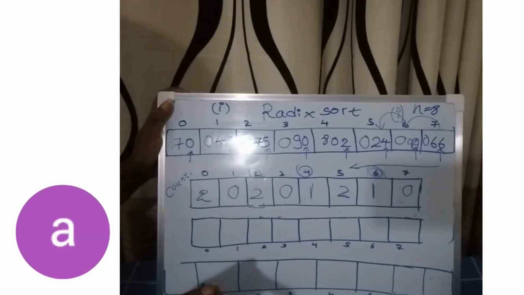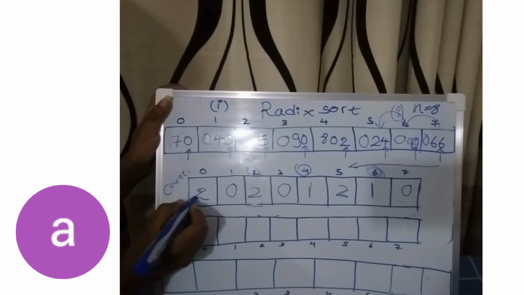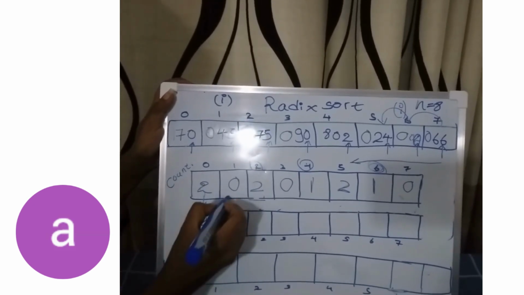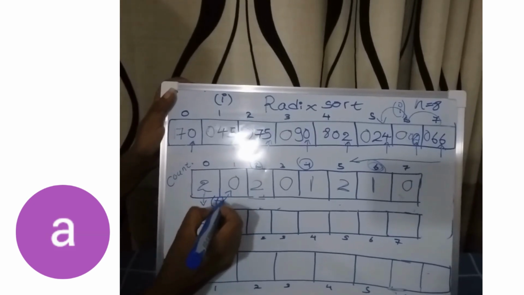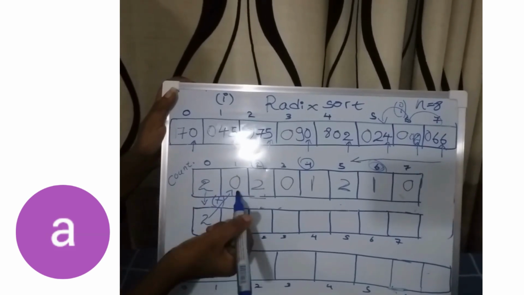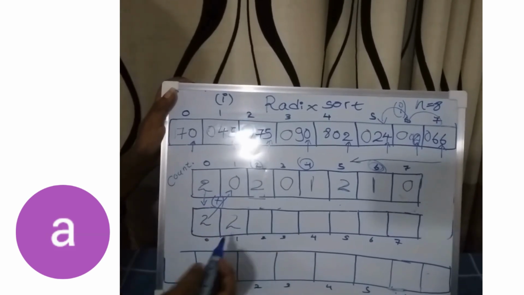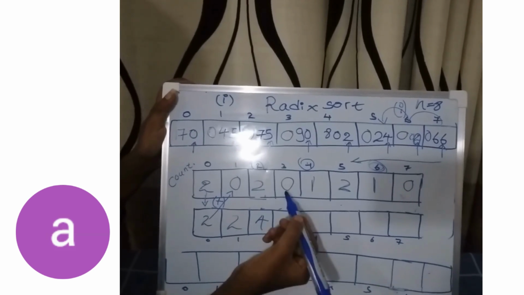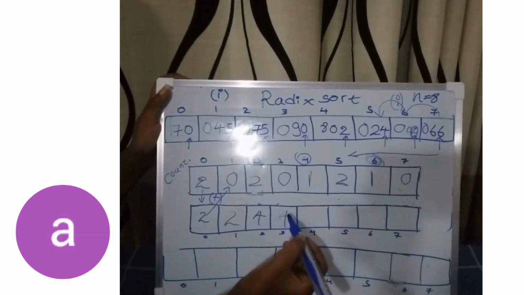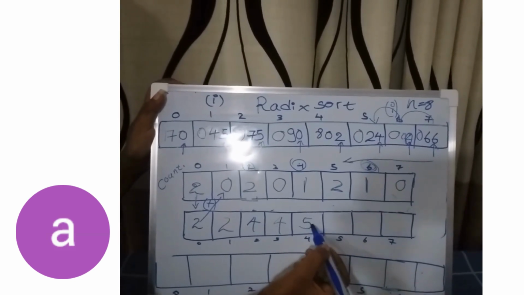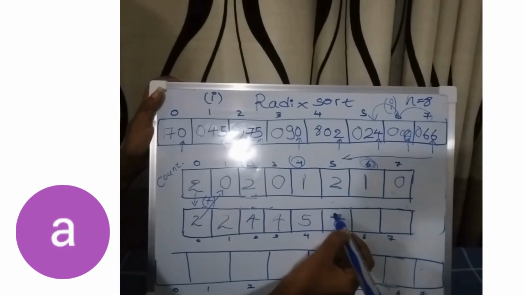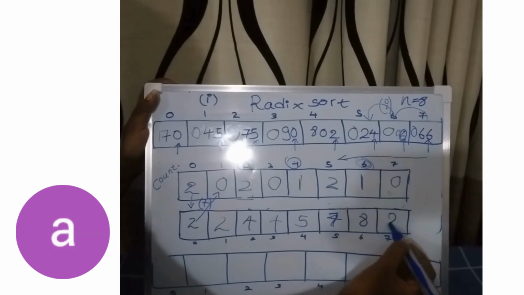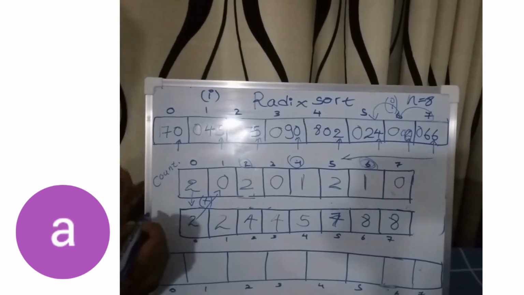Then we are getting a count. Then we are getting an updated count like this. We are getting 2 as the zeroth index, and to the previous count of the first element we are adding them. 2 plus 0 is 2, 2 plus 2 is 4, 2 plus 0 is 4, 4 plus 1 is 5, 5 plus 2 is 7, 7 plus 1 is 8, 8 plus 0 is 8. Okay, now we are getting the updated count.